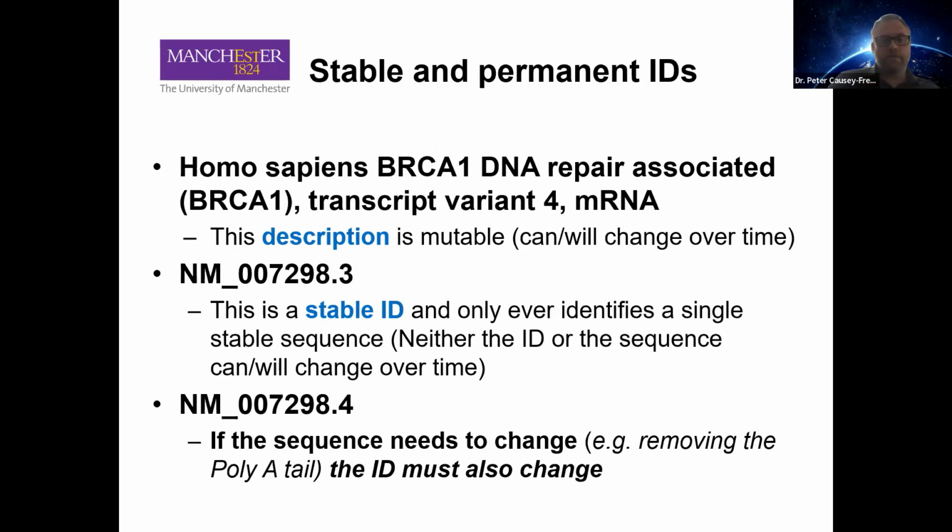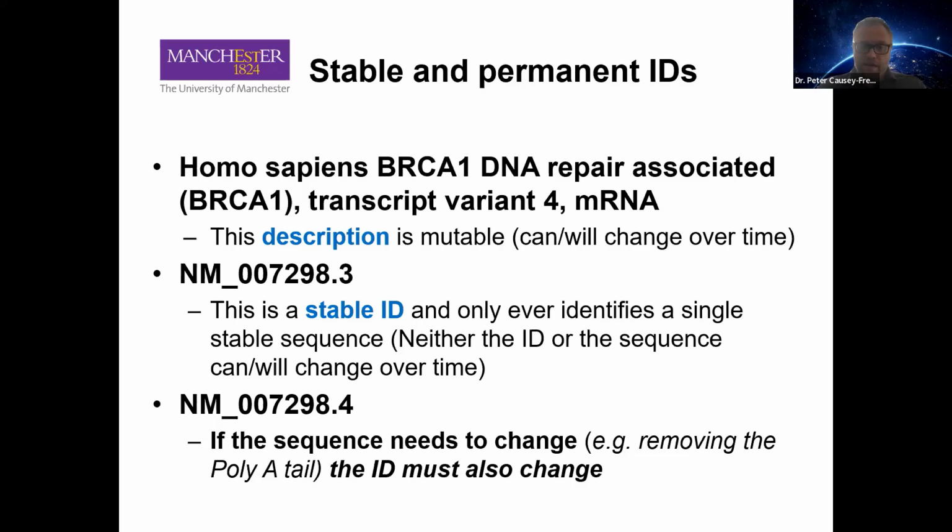So it's just a little thing about stable and permanent. Now, some of you may have seen these kinds of descriptions of transcripts: Homo sapiens BRCA1 DNA repair associated, BRCA1 transcript, a long description of the actual transcript itself. Now, this description is mutable, and by mutable I mean it can and will change over time. The stable identifier is NM_007298.3. This stable identifier will never change, and it only ever represents a single sequence, which will also never change.